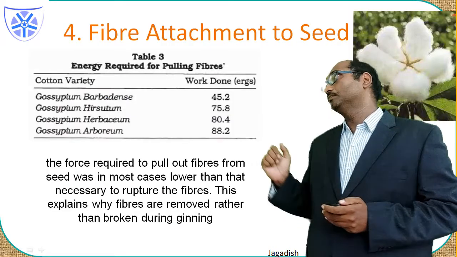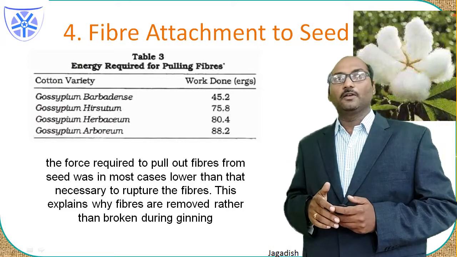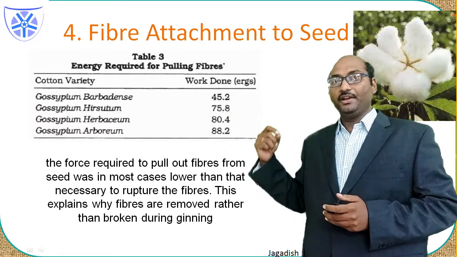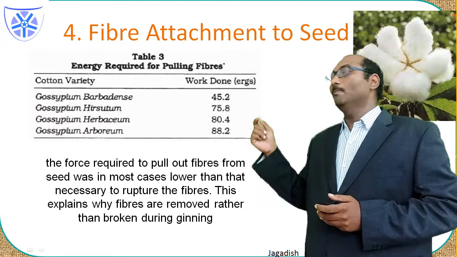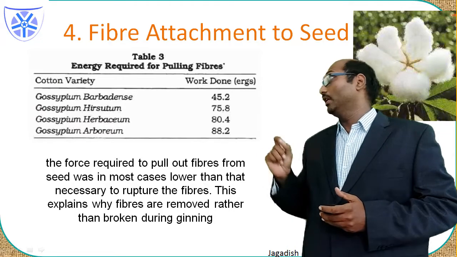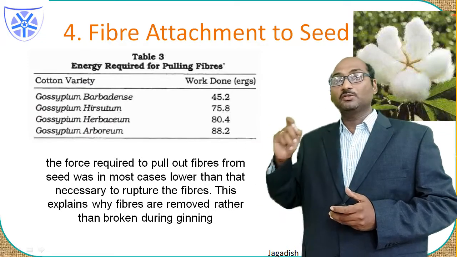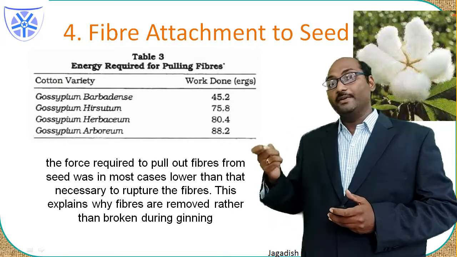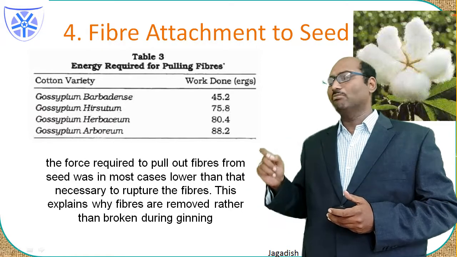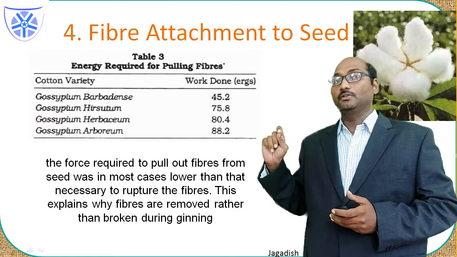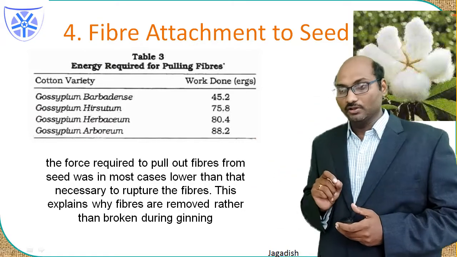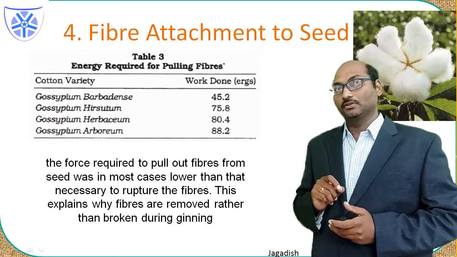The fourth parameter is the fiber attachment to the seeds. In this table you can see the cotton variety and how much force is required, in terms of newtons. Gossypium barbadense is an extra long staple cotton, which requires very little force, only 45 newtons. That means a very small force is required to separate the fibers from the seeds. That's why either a McCarthy gin or a knife roller gin is recommended for cotton varieties genetically related to Gossypium barbadense. These extra long staple cottons are also referred to as sea island cottons.